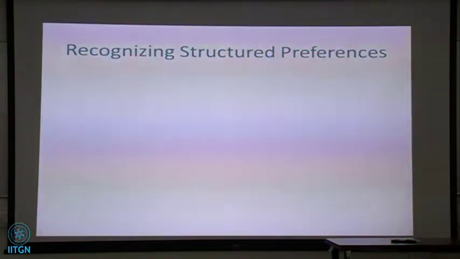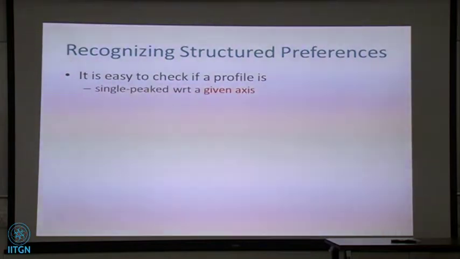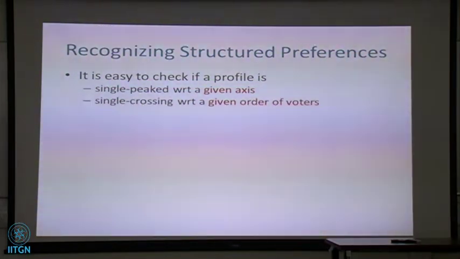Okay, so now the question of recognition. It's easy to check if a profile is single peaked with respect to a given axis. You check contiguous segments, for instance, that's the easiest option. It's easy to check if a profile is single crossing with respect to a given order of voters. Annoying but easy. You take every pair of candidates and check when they cross. So quadratic in the number of candidates, order of m squared n roughly.